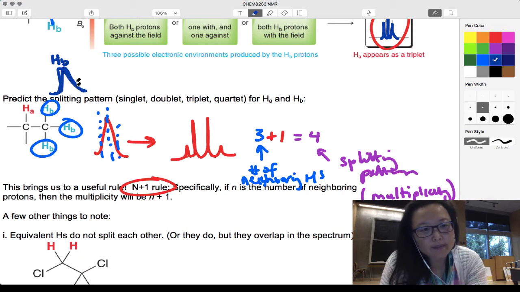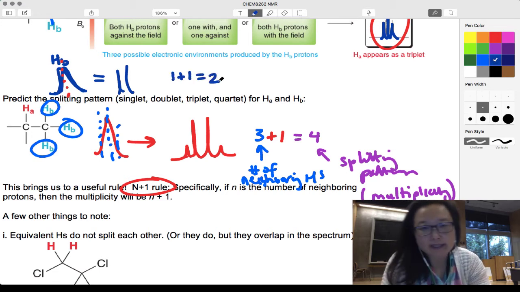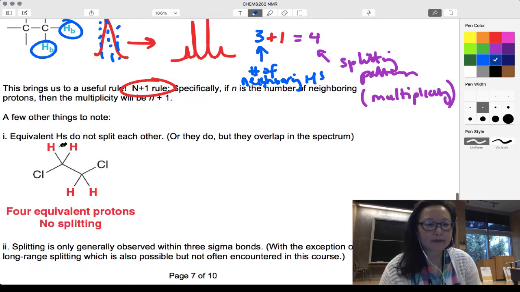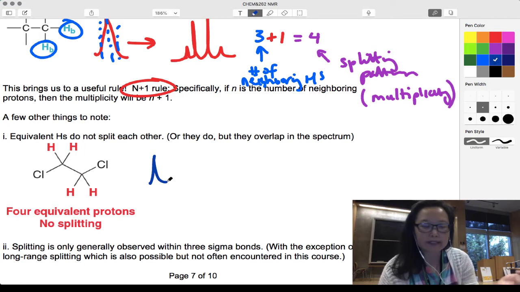So what will be the multiplicity of this peak, knowing that there's only HA next door? Well, you can think of it as HA splits this signal, and there's only one neighbor, so it's going to be a doublet. Or you can say N+1, you have one neighbor HA, plus 1 equals 2. It'll be a doublet. So either way is fine. Here we see these are equivalent, so you're just going to get one signal, and they won't split each other, so this is what we call a singlet.